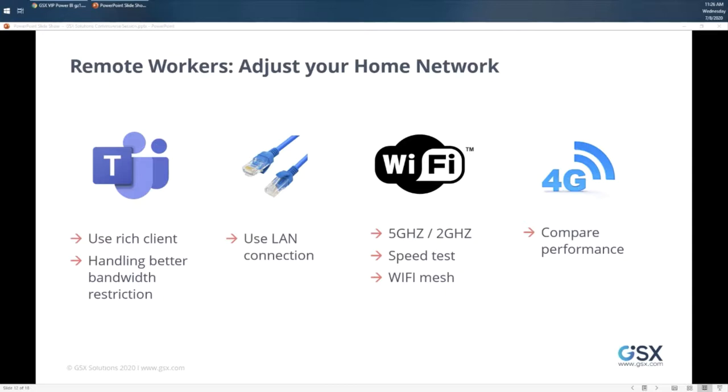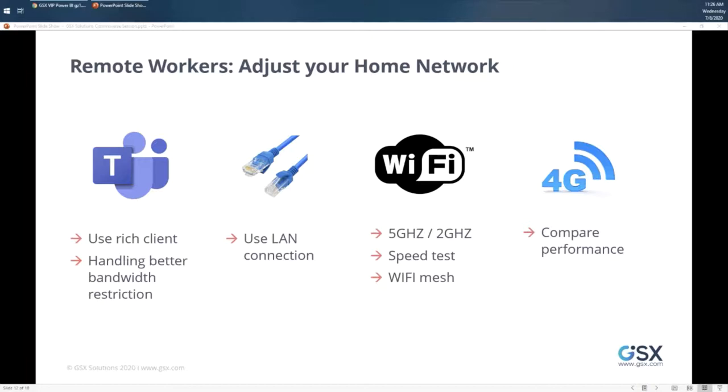If you don't know that, you think you have a bad connection and bad calls, and you blame your IT or Microsoft. But it's something that can be easily tested, either again by JSX, but also by any speed test tool that you can find, if you have to support your remote worker.